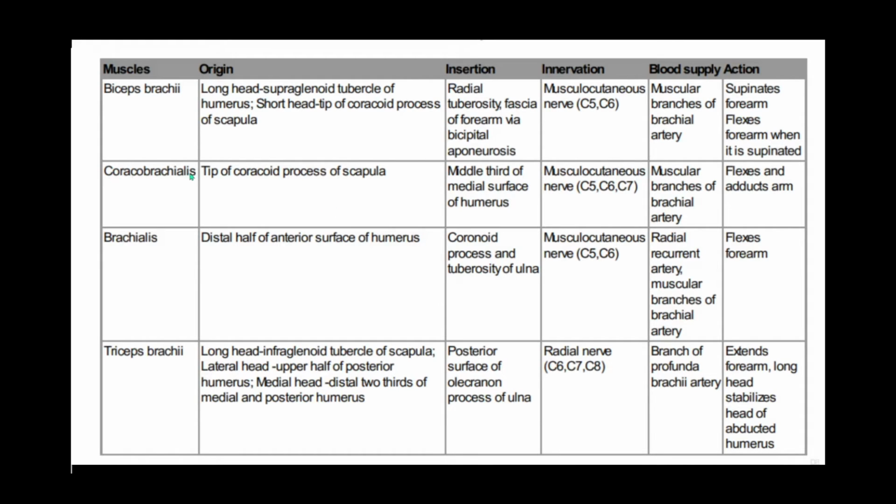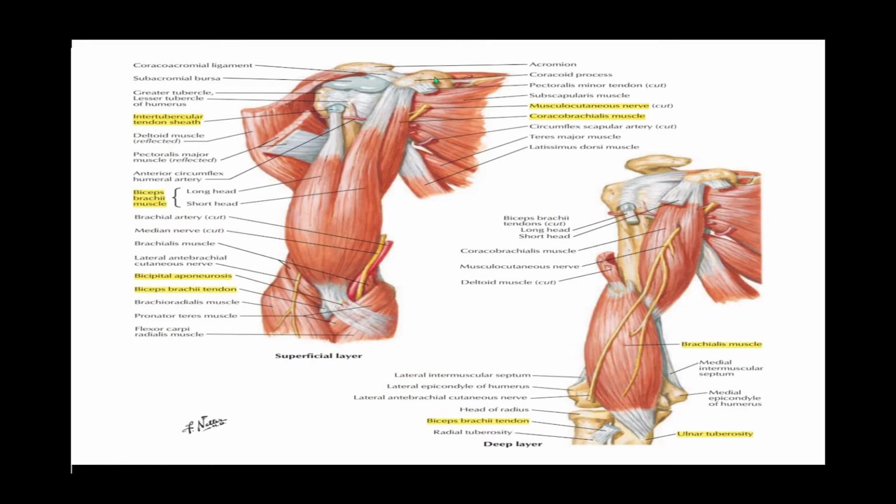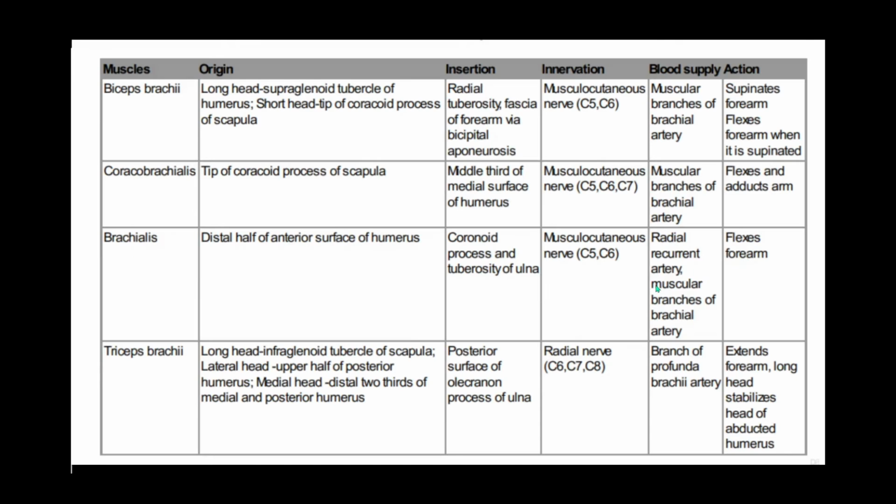Looking at our coracobrachialis muscle, it arises from the tip of the coracoid process, as we can see right there. Coming from the tip, we have our coracobrachialis muscle. That's the origin of the short head of the biceps brachii, which has been cut just for us to appreciate the coracobrachialis muscle. We can see that the musculocutaneous nerve actually pierces through the substance, or the belly, of the coracobrachialis muscle. That's just an important relation.